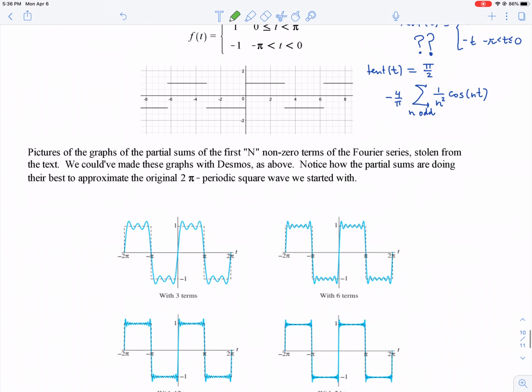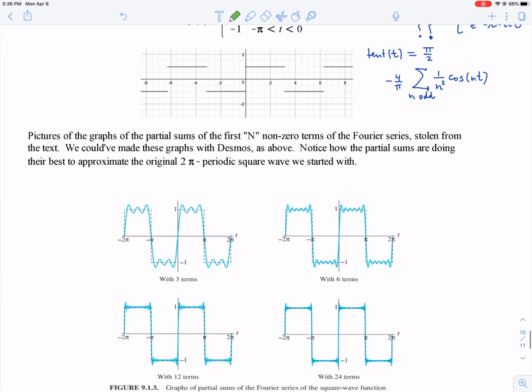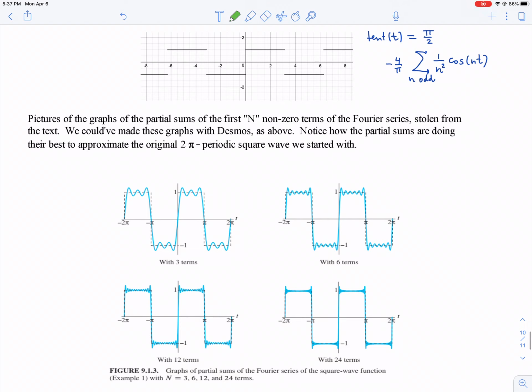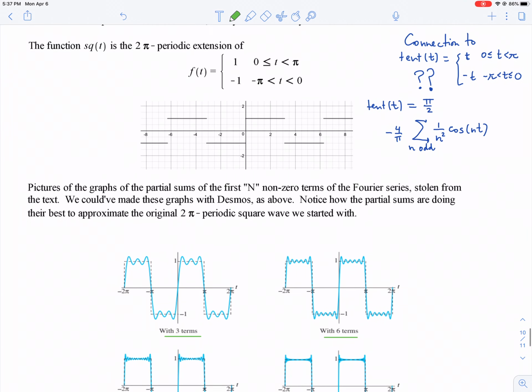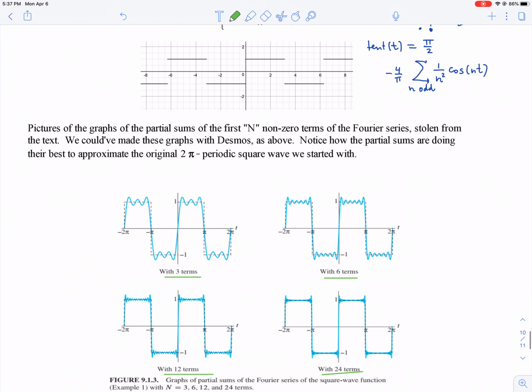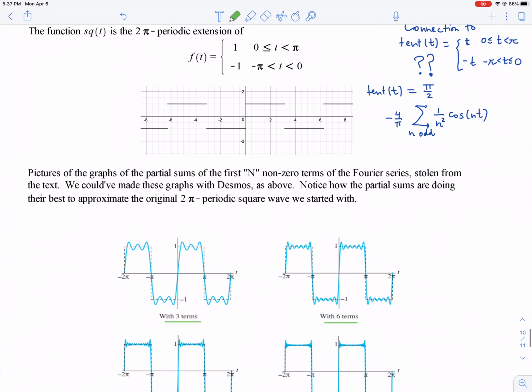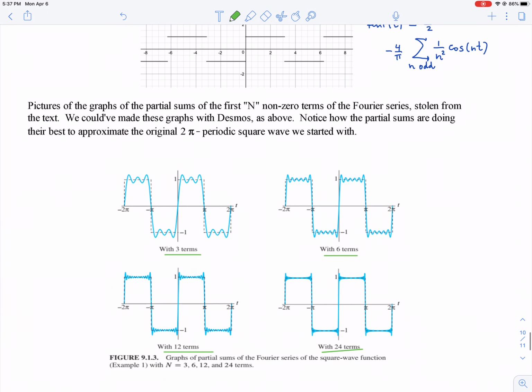And in the text, they also had pictures of what the approximations look like when you look at the first 3, 6, 12, or 24 non-zero terms. And you can see those trig functions are trying their very, very best to add up to the square wave. And they actually are, in terms of the distance, they're converging to the square wave.